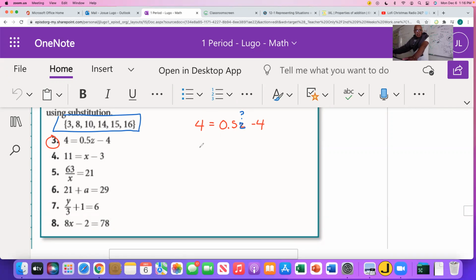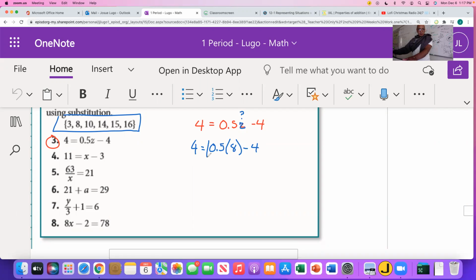What do I mean? I mean, literally, I'm going to rewrite this problem, as you should too. And this time, instead of putting a Z, I'm going to put, let's try the 8. Let's see if 8 works. So now it reads 4 is equal to 0.5 times 8 minus 4.